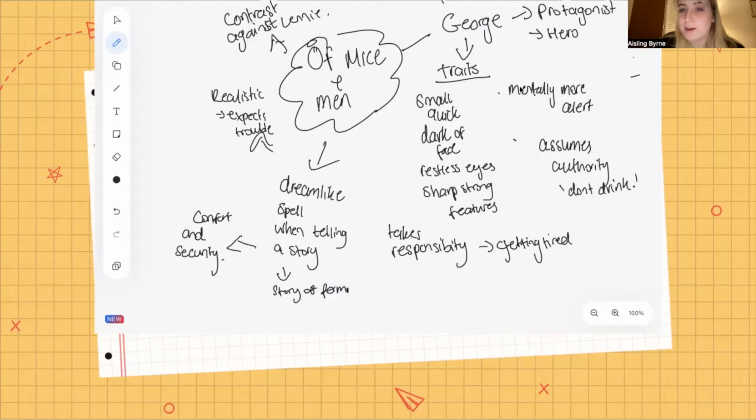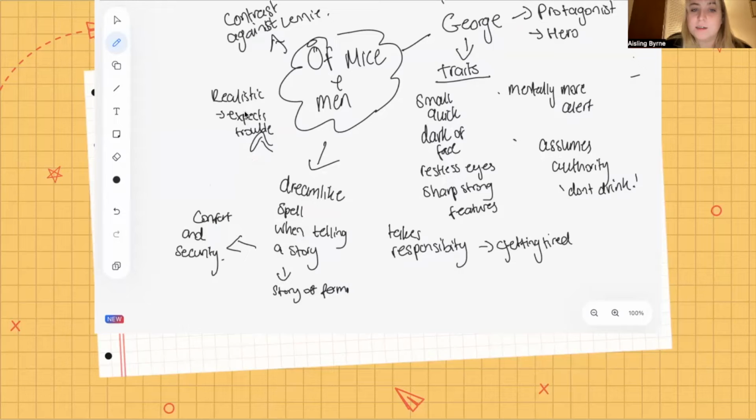Mentally more alert. I've compared George and Lennie here because George is mentally more alert than Lennie. Takes responsibility. And then I have an arrow here, but it's getting tired. So he takes responsibility, but he is getting tired. I might have to add that in because maybe he's changed. Maybe he's got tired by the end of the novel. Then I have another trait: he has a dreamlike ability, he can put spells on people when he tells stories. I mentioned the story of the farm that he told to Lennie. So he gives comfort and security to other characters, namely Lennie.